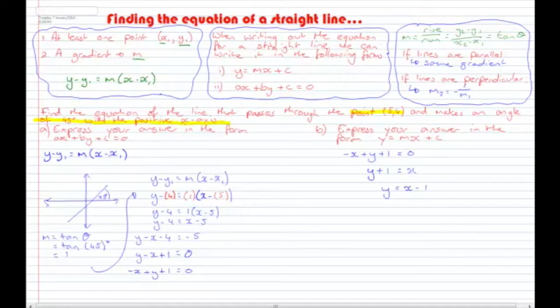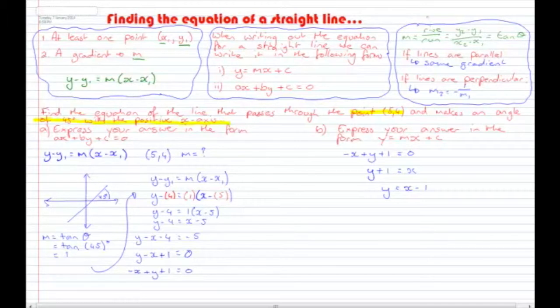What I've done here is written out the formula y minus y1 equals m bracket x minus x1, because that's something we'll always have to use when finding the equation of a straight line. Let's write out the information. I've got the point (5, 4). But I'm still not sure what m is. I've drawn it out, and I know that it makes a 45 degree angle with the positive x-axis.